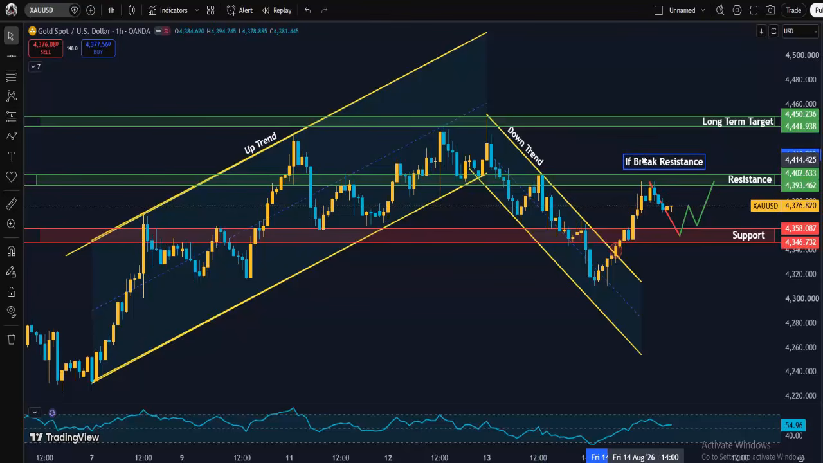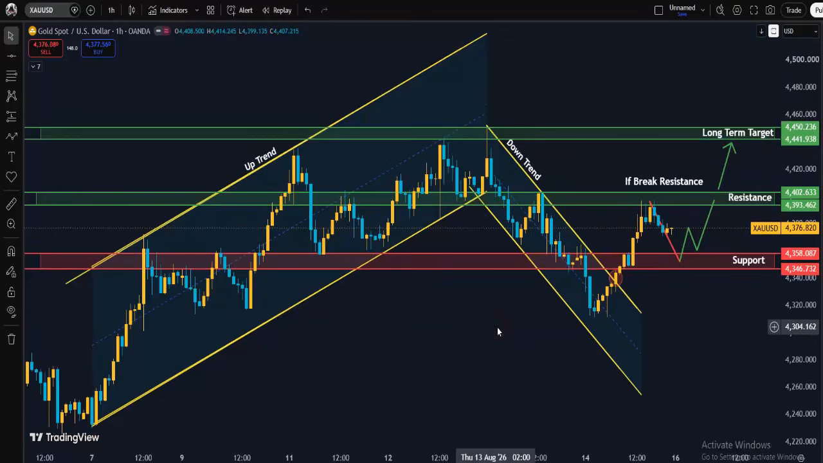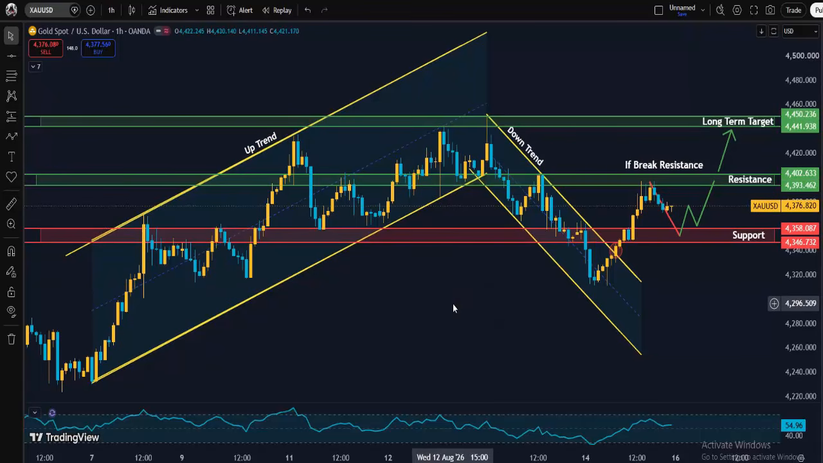For now, the main focus is on how gold reacts around the resistance area. A confirmed breakout could bring the long-term bullish target into focus, while a rejection could send price back toward the support zone for another retest. Stay focused on confirmation, manage your risk carefully, and avoid entering the market based on a single candle or level.